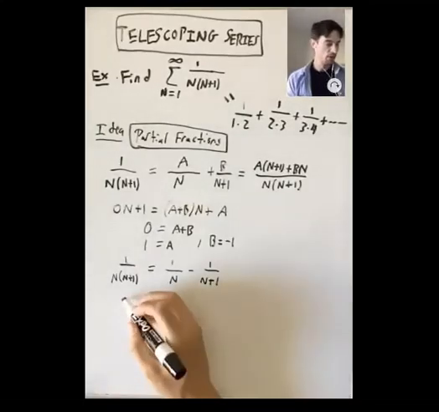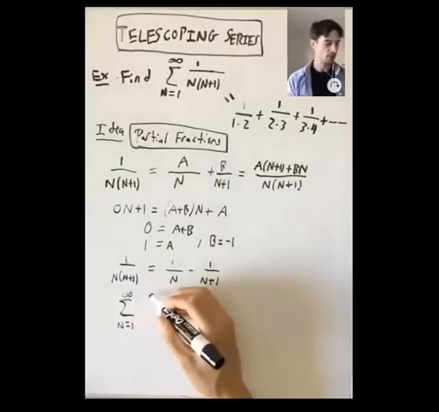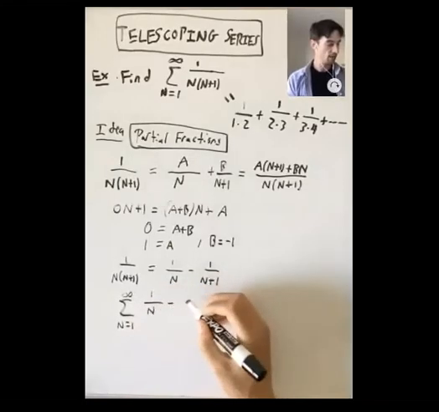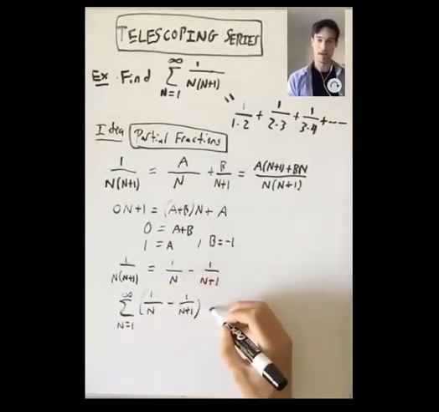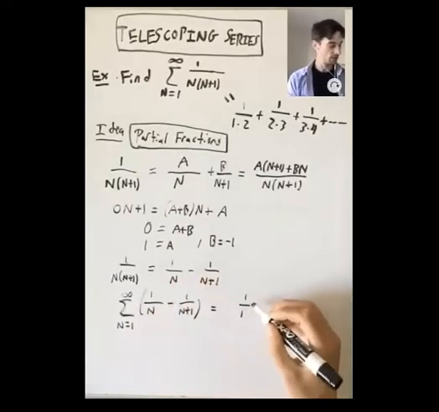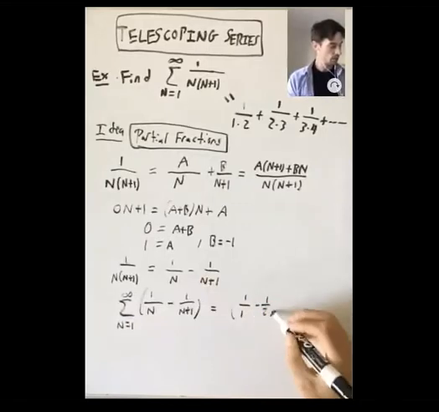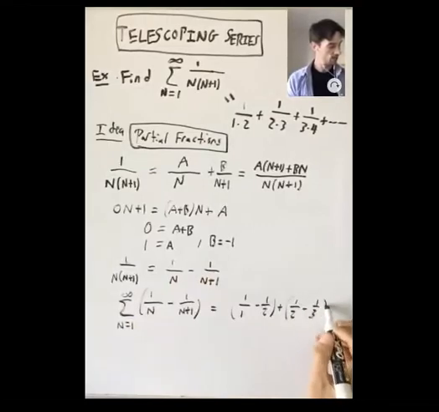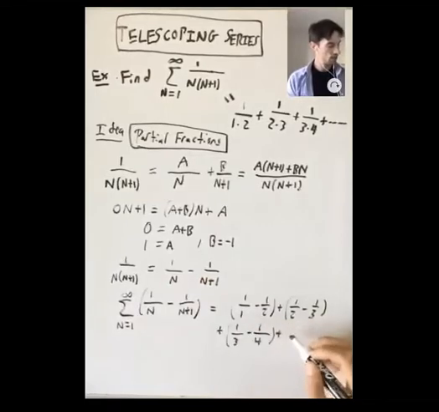So now we're going to rewrite our series as a sum from n equals 1 to infinity of 1 over n minus 1 over n plus 1. It helps to write out the first few terms to see what's going on. We have 1 over 1 minus 1 over 2, plus 1 over 2 minus 1 over 3, plus 1 over 3 minus 1 over 4, plus 1 over 4 minus 1 over 5.